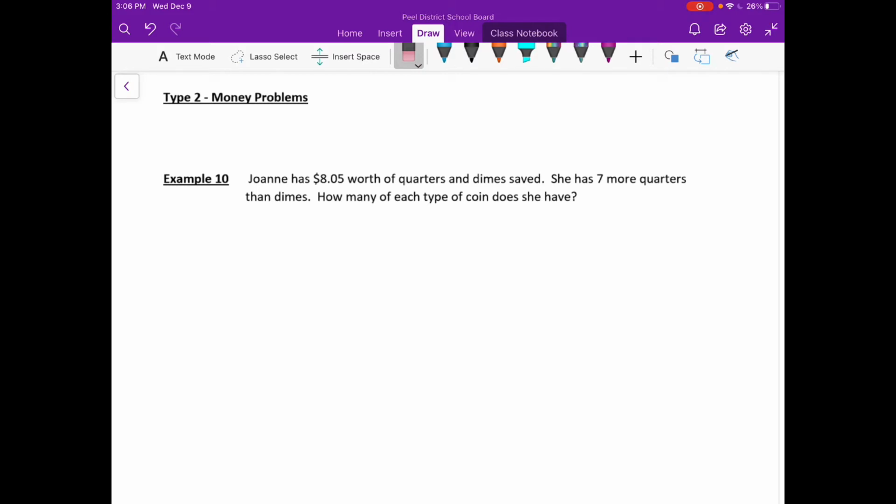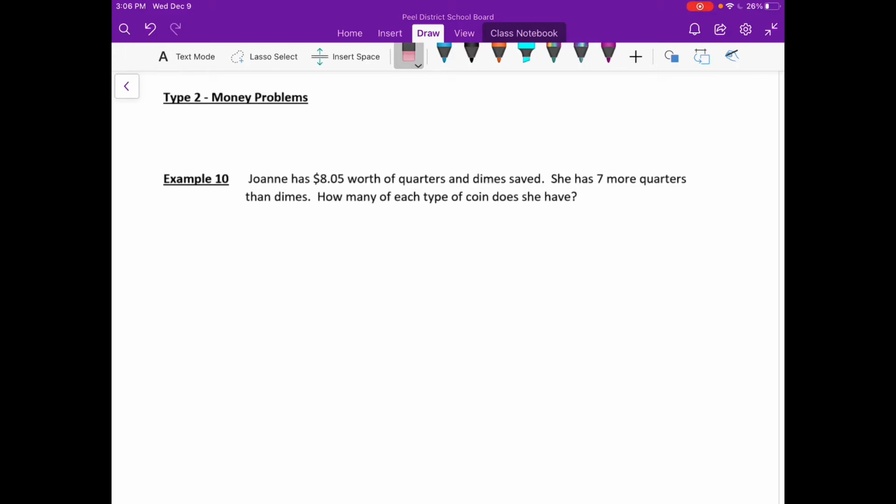Before we start this, the one thing I wanna remind you is that when we're doing money problems, we need to take into consideration that if they're coins, they're usually given to us in their cent form. So when we have a problem like this where we're asking for $8.05, what you need to make sure you do is change the $8.05 by multiplying by 100, so it becomes 805, so you have to change it to cents.